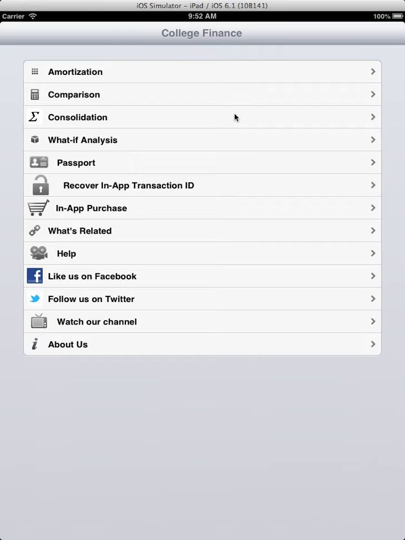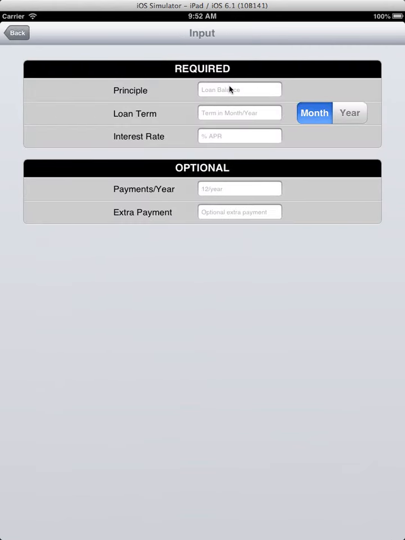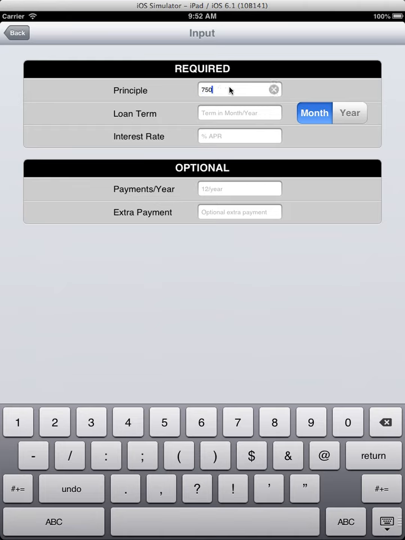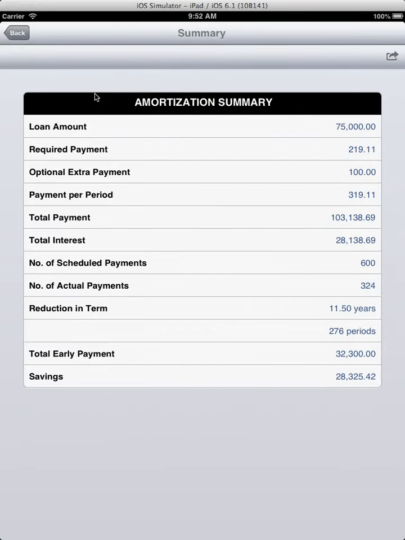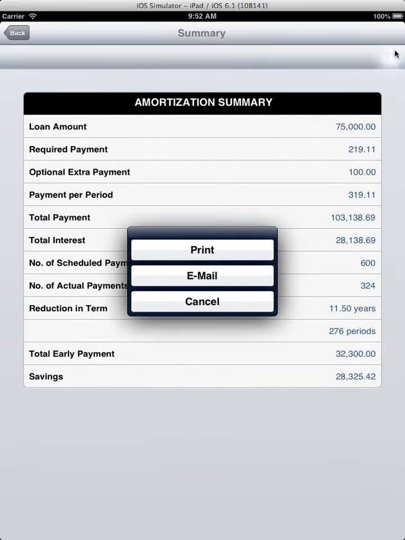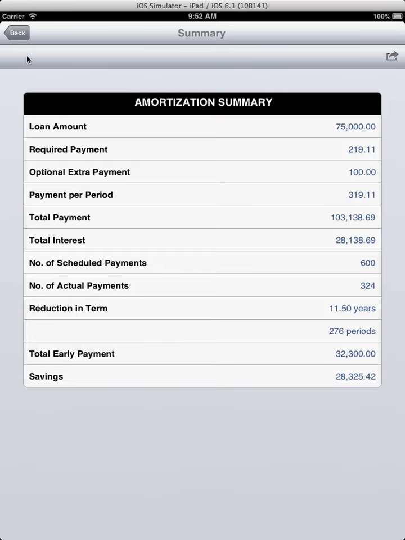The functionalities are as follows: amortization, comparison, compare two or more loans, consolidate student loans, perform what if analysis. So let's take a look at the amortization. We enter the data input, say 75,000 loan, term is 25 years, interest rate is 5%. Say we are making 24 payments a year, that means two payments per month, and we are making $100 extra. So here it is 25 years. After we enter the data, here is the summary, and you can actually print and email the result.